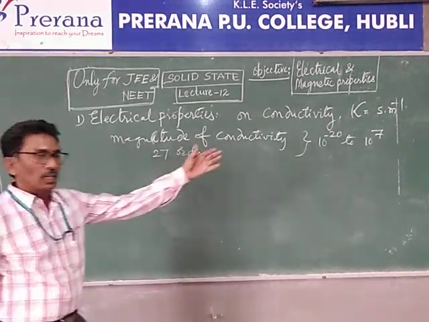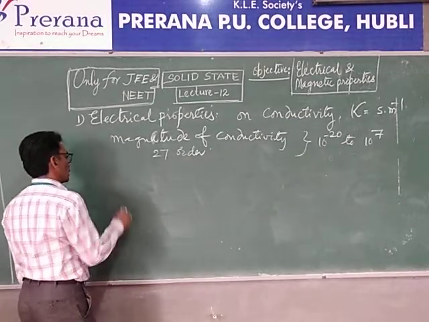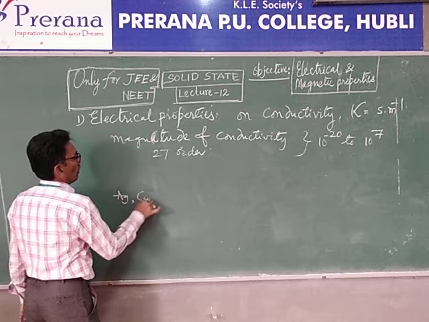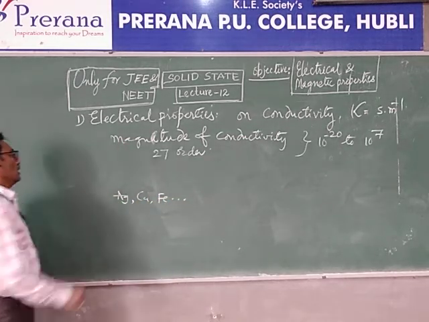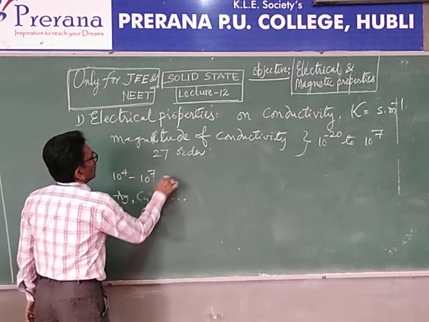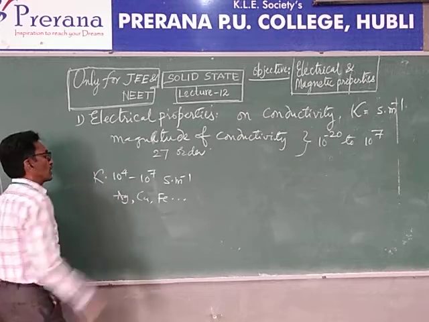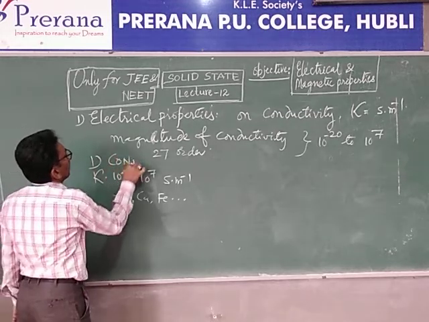The difference is taken like that, and these are classified into three types majorly. Some materials like silver, copper, iron, etc. have conductivity K of 10 to the power 4 to 10 to the power 7 Siemens per meter. Such materials are known as conductors.